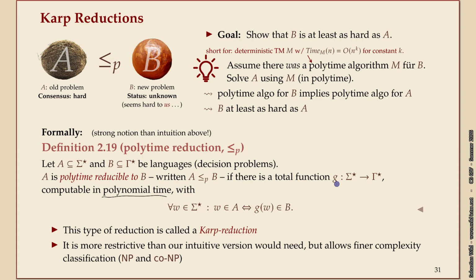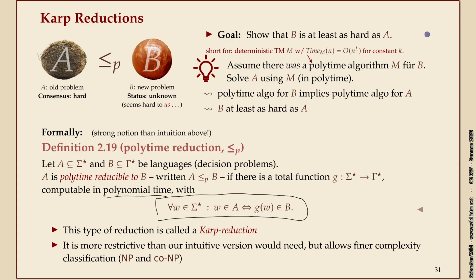And now the crucial property is this. For all words w in this sigma star, we have that the word is in the language A if and only if the outcome of this reduction is in the language B. And it's important that the implication goes in both ways, right? If w is in A, g of w has to be in B, and vice versa. For every word not in A, g of w may not be in B.